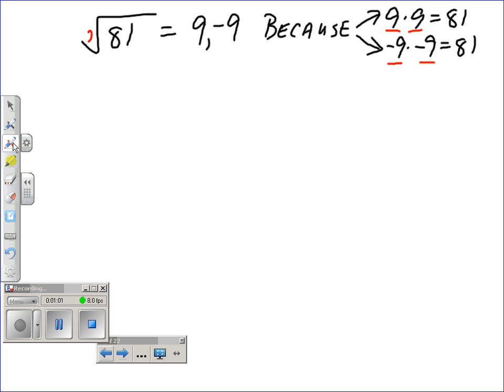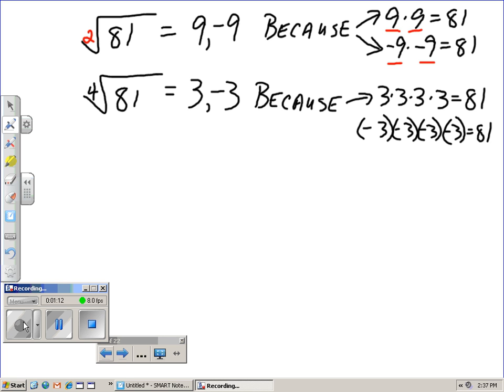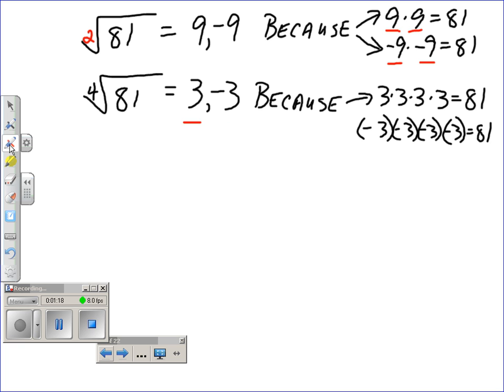Now, remember that in the little corner there, we have a 2. We just never write it. The square root is a second root, and a second root, notice, has two answers. Okay, now look at the fourth root of 81. We say the fourth root of 81 is 3 and negative 3, and that it has two answers because if you use four 3's and multiply them all together, you get 81. But also, if you take four negative 3's and multiply them all together, you get 81. So 81 has two fourth roots as well.